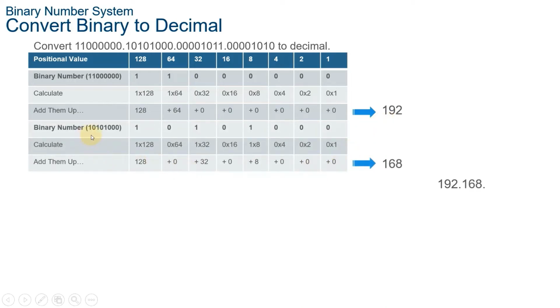For the second octet, that would be 10101000. We just have to plot it on the positional values, and then we need to add all those ones there. So we've got 3 ones. That would be 128 plus 32 here, and then plus 8, and that would yield 168.